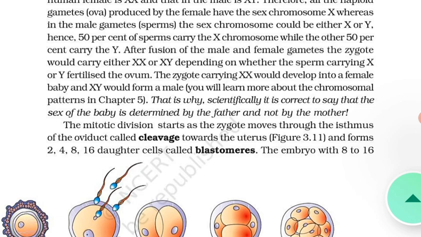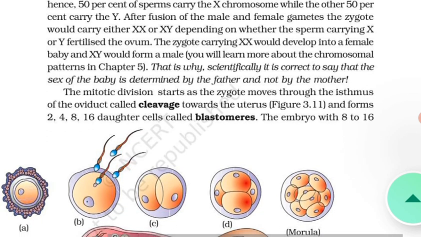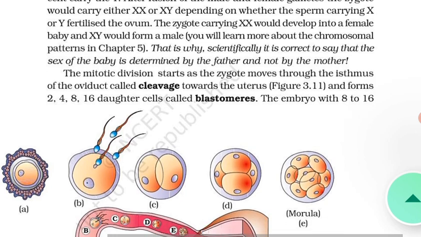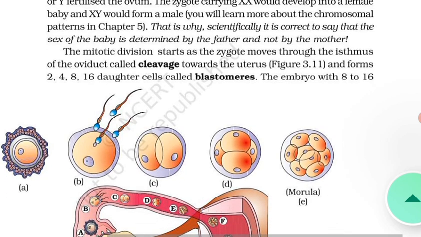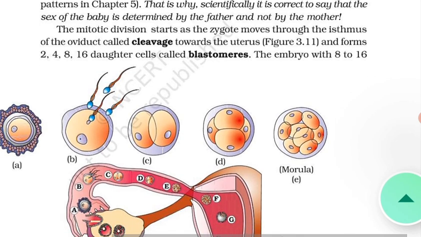So the next is pregnancy and embryo development. After implantation, finger-like projections appear on the trophoblast. Where do they appear? On the trophoblast. Called chorionic villi, which are surrounded by the uterine tissue and maternal blood.